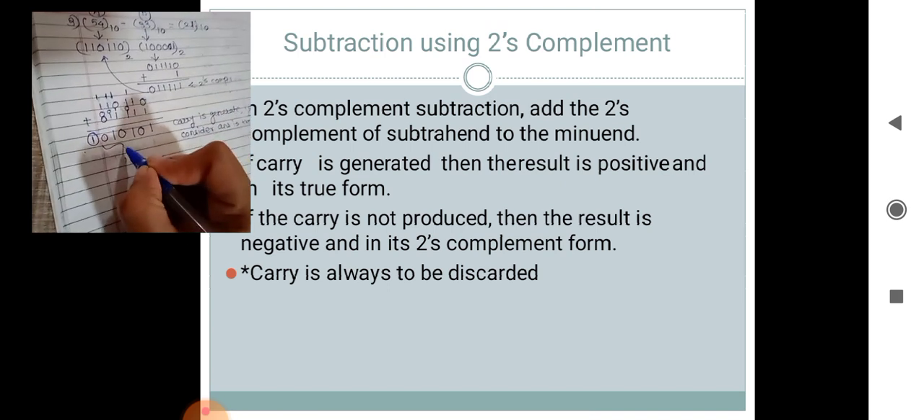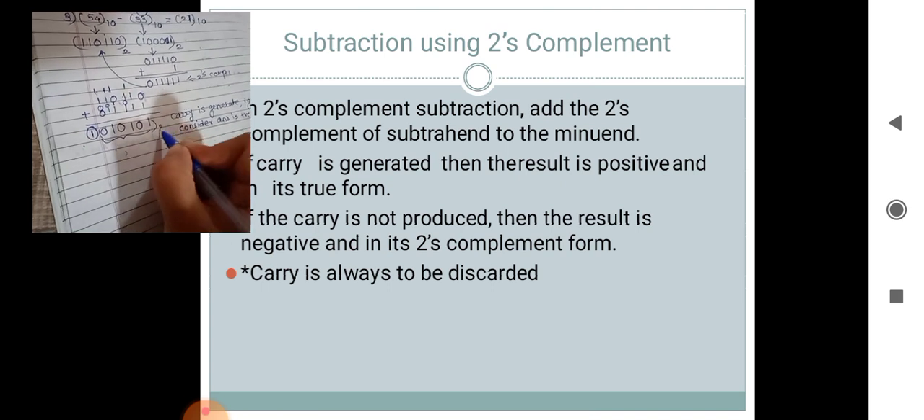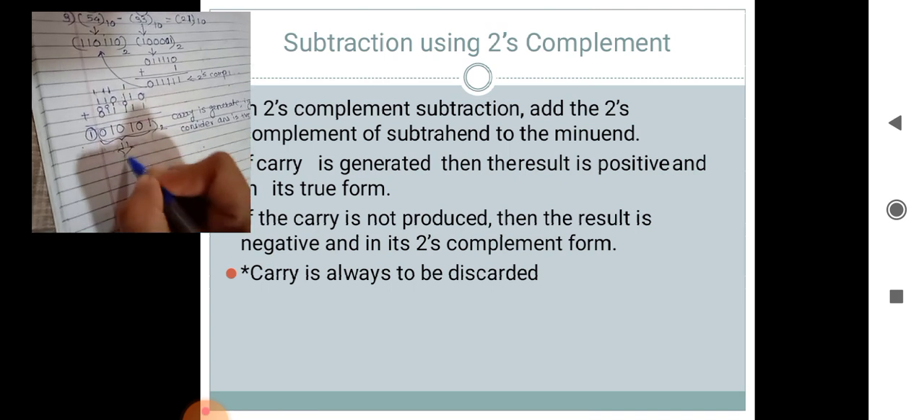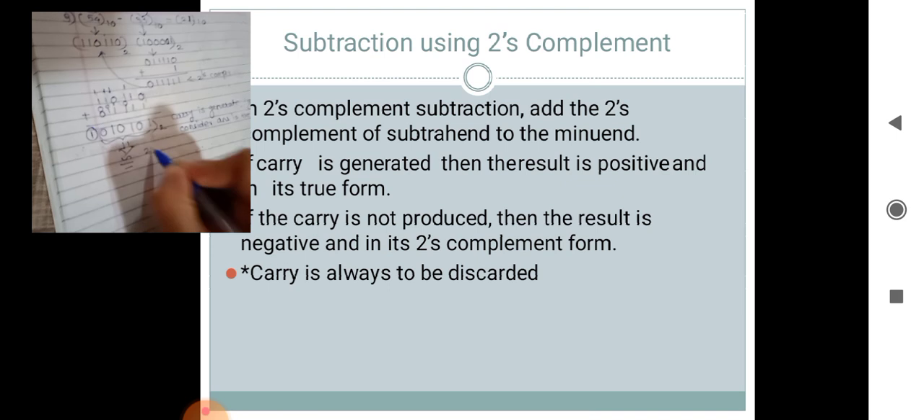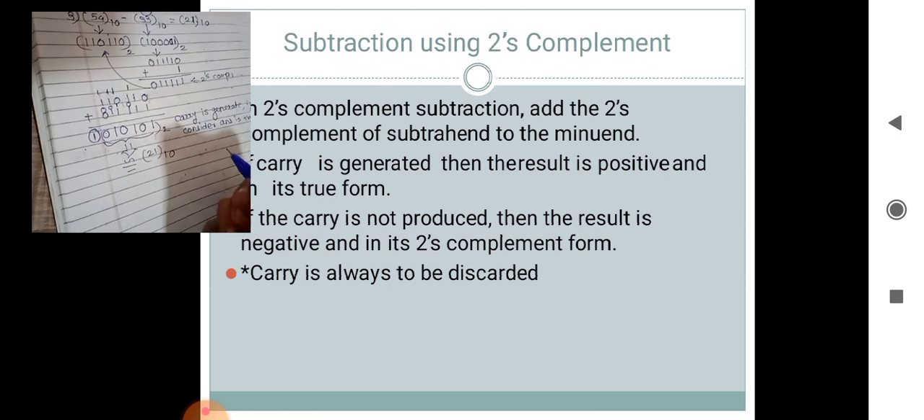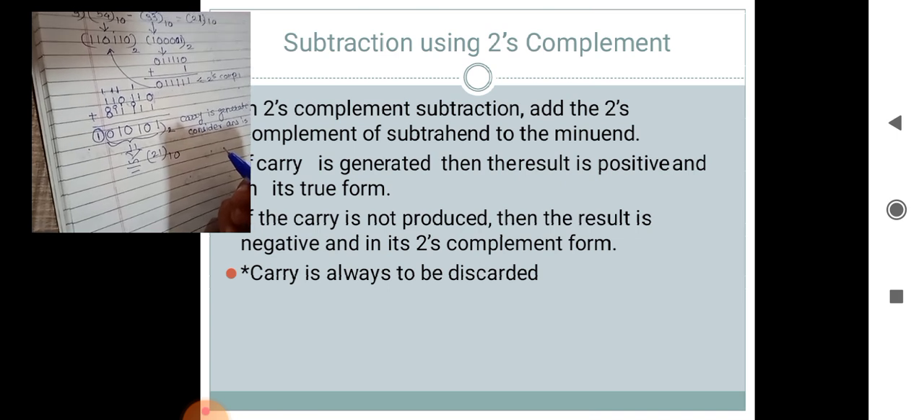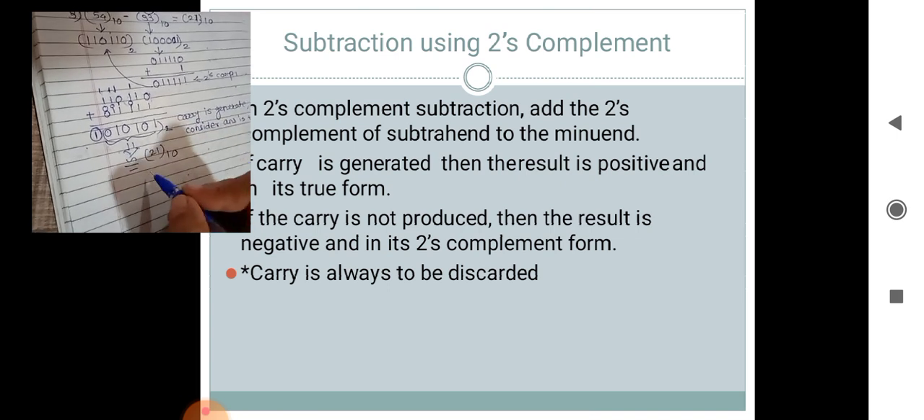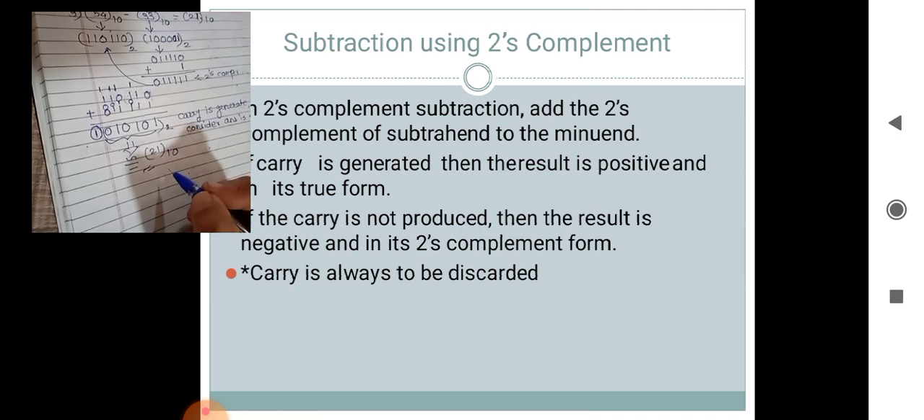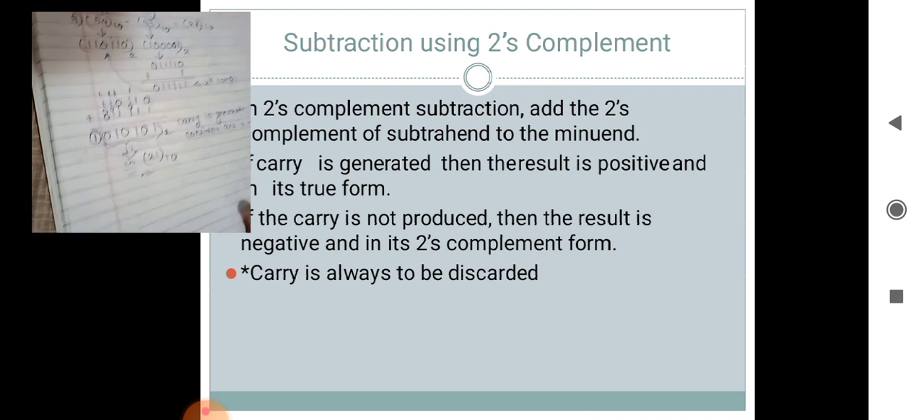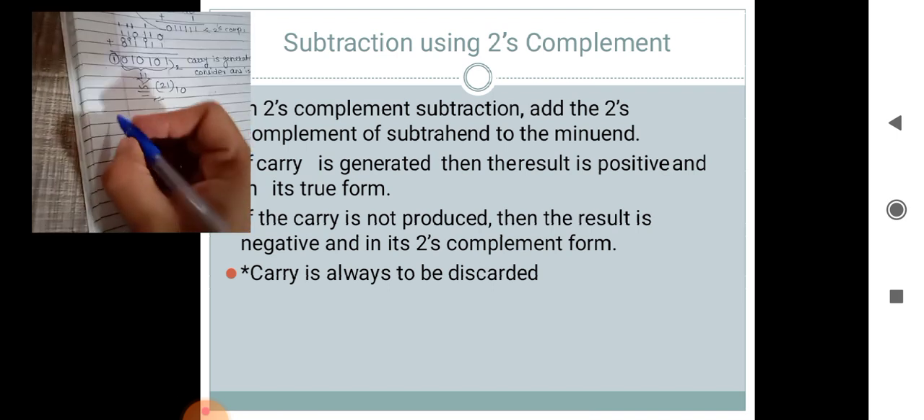So this is the final answer in binary, which is equivalent to 21. You can check it with the method which I have taught you, or you can also use the calculator to verify your answer. So this is equivalent to 21. Now we'll see the next example.